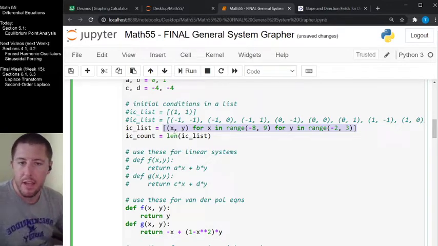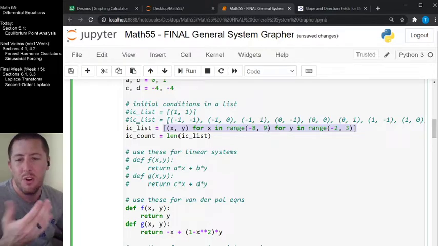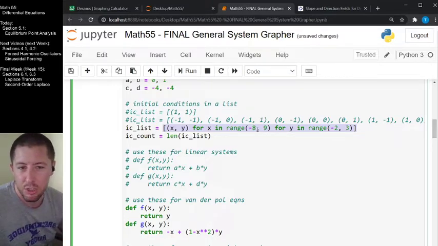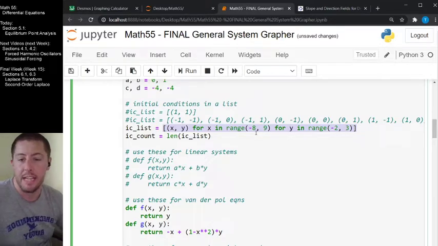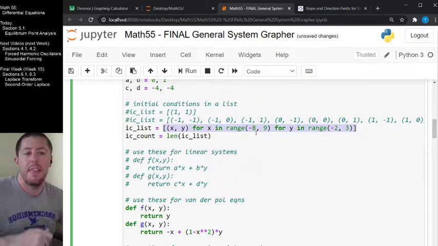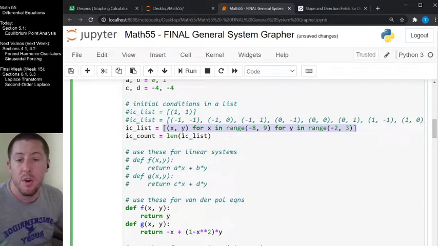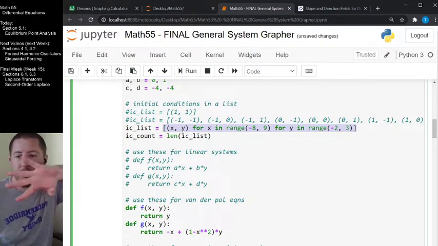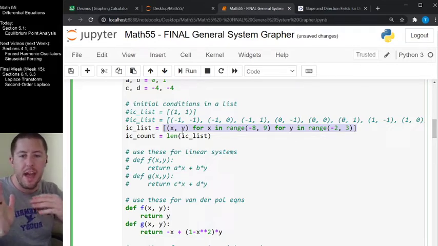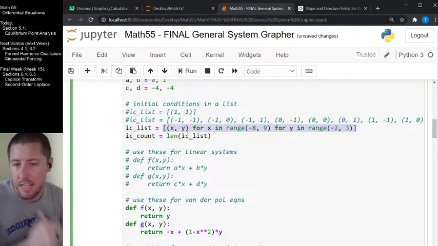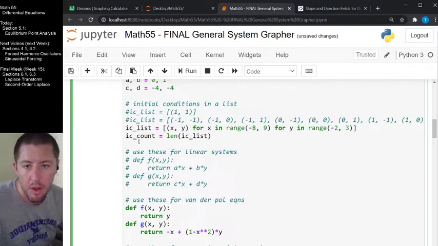Where am I going to get the values of XY from? Well, it's going to be for every X value in the range from -8 to 9. Remember that the range function in Python includes the lower bound, but excludes the upper bound. So this will actually give me all X values from -8 to 8. And then all Y values will really be from -2 to 3 right there. So this is going to give me sort of a mesh grid of points with all of the X values possible and all of the Y values possible. You'll be able to see it in our graph down below.